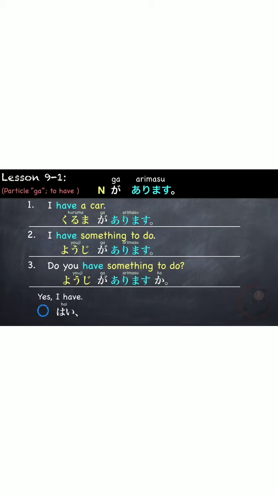To answer the question, yes, I have. Hai, arimasu. So we repeat the verb. No, I don't have it. Iie. The negative form of arimasu is arimasen. Iie, arimasen.